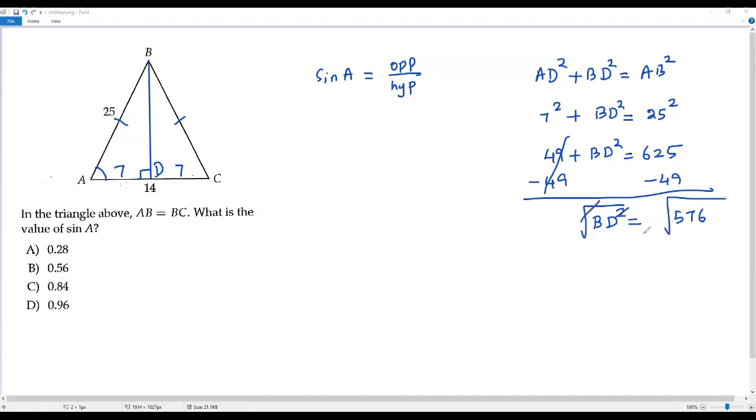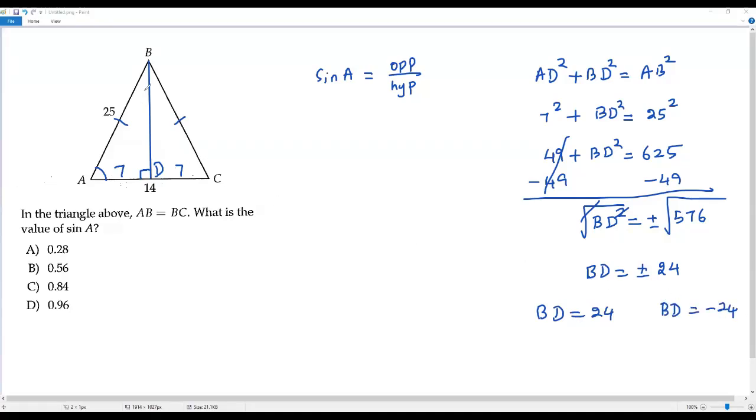Whenever I take the square root on both sides, I have to consider a positive or negative sign for one of the square roots. So let me consider a positive or negative sign for the square root on the right side. Now we have BD on the left side, equals positive or negative square root of 576, which is 24. So we get two values for BD: BD equals positive 24, and BD equals negative 24.